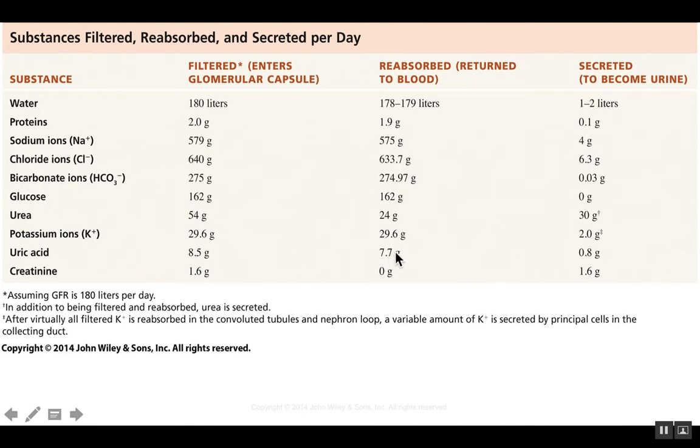A little bit of uric acid is reabsorbed, but we get rid of enough. And creatinine doesn't get reabsorbed, so we can eliminate that metabolic waste. So basically what you have here in this last column is what is in urine after you have filtered, reabsorbed, and secreted.